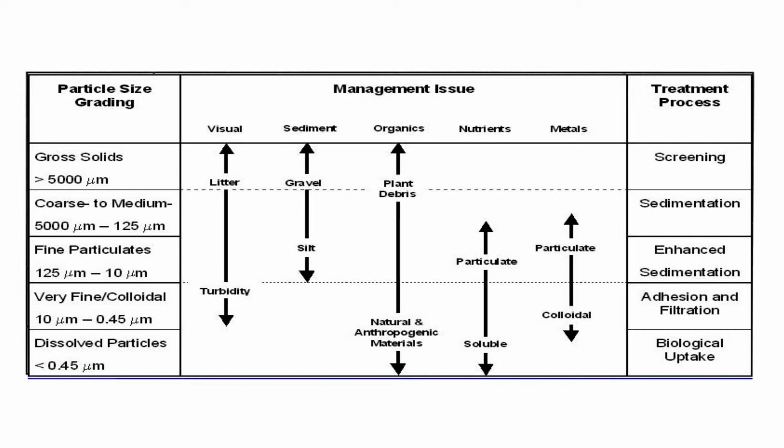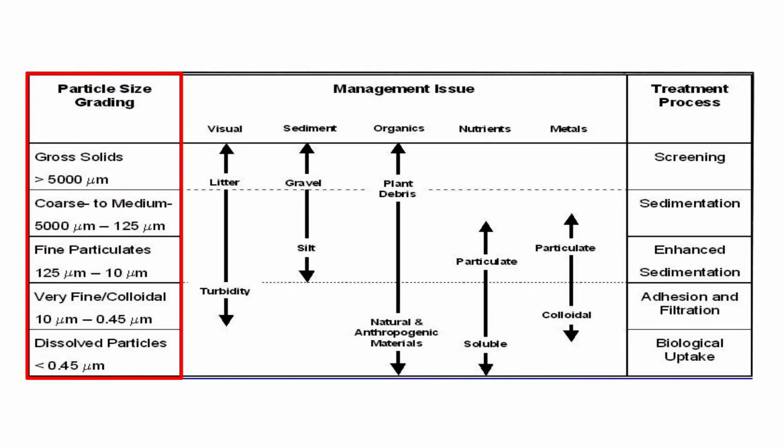This slide, in fact, talks about the way that a lot of our stormwater management practitioners categorize the physical character of stormwater pollutants. You will also see in this slide the management issues that we need to manage those pollutants for. And finally, to the right of this table, you'll see the type of treatment processes that we could apply to remove those pollutants. So if you look at the left column, that classifies the type of stormwater pollutants you get according to their size.